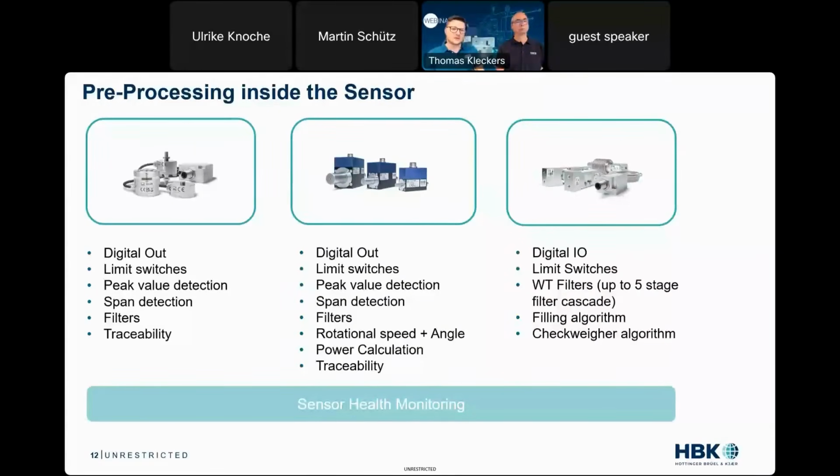And last comment on the sensor health monitoring, what Thomas just talked about, this is integrated in all of our smart sensors.